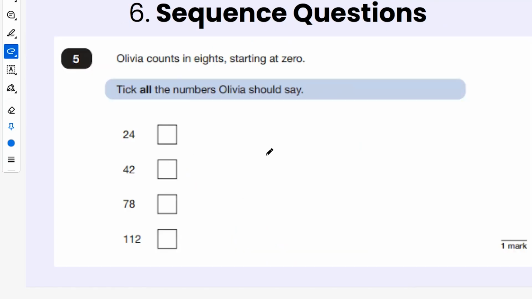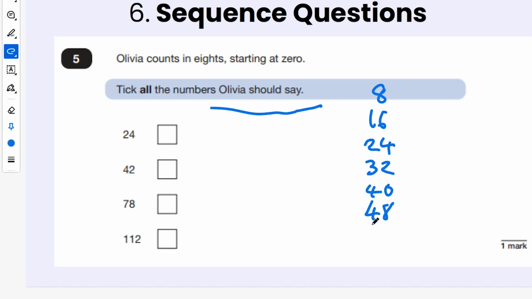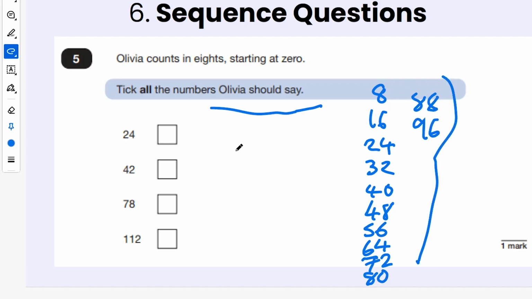Okay, right, on to the next one, reasoning type 6, sequence questions. So this is where children have to put numbers into a sequence or fill in the gaps in a sequence. So this one says Olivia counts in 8s, starting at 0. Tick all the numbers she should say. So it's fairly straightforward if the children know their times tables. So we know that 8s are 8, 16, 24, 32, 5 8s are 40, 6 8s are 48, 7 8s are 56, 8 8s are 64, 9 8s are 72, 10 8s are 80, then we've got 88, and then we've got 12 8s and 96. So if I know my 8 times table, it should be fairly straightforward.